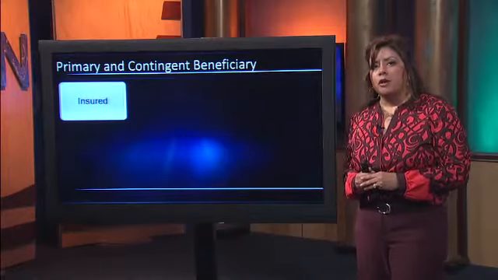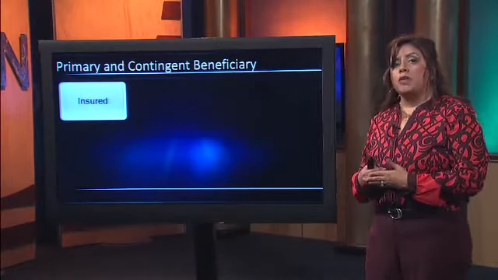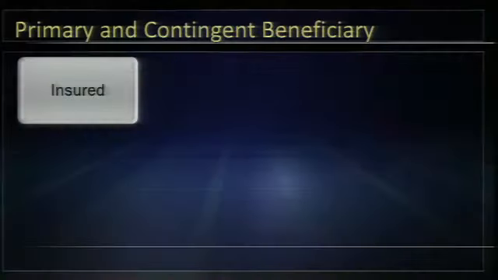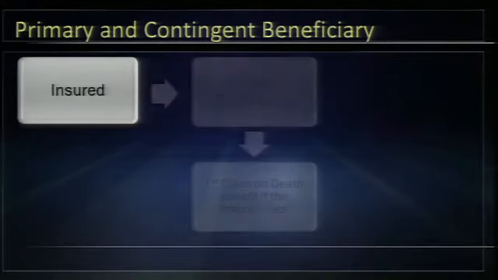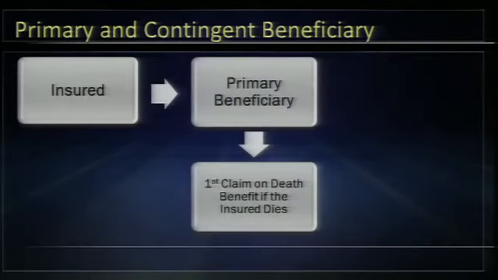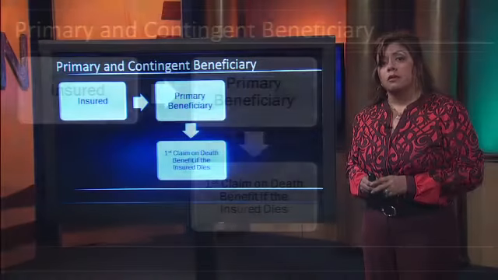Now, a primary beneficiary will be the individual that will have first claim upon the death of the insured. So once the insured passes away, the primary, as the word implies, will be first. So they will have first claim to the death benefit when the insured dies.